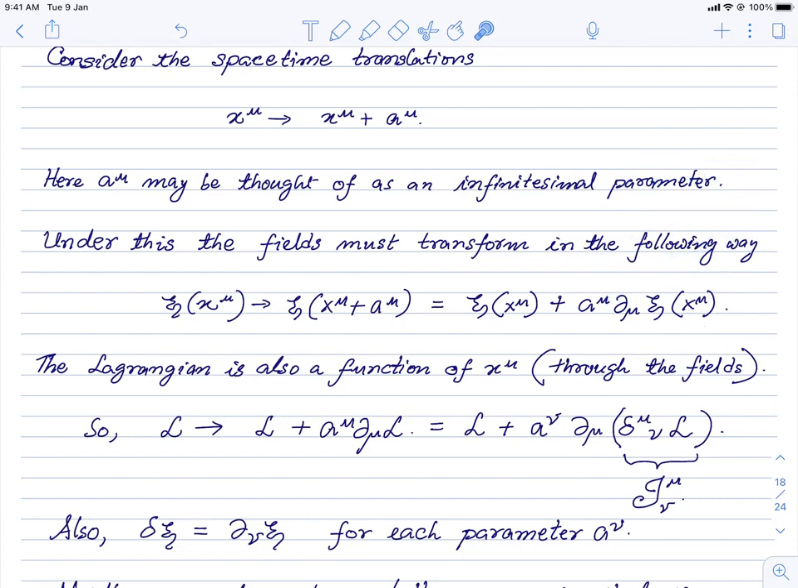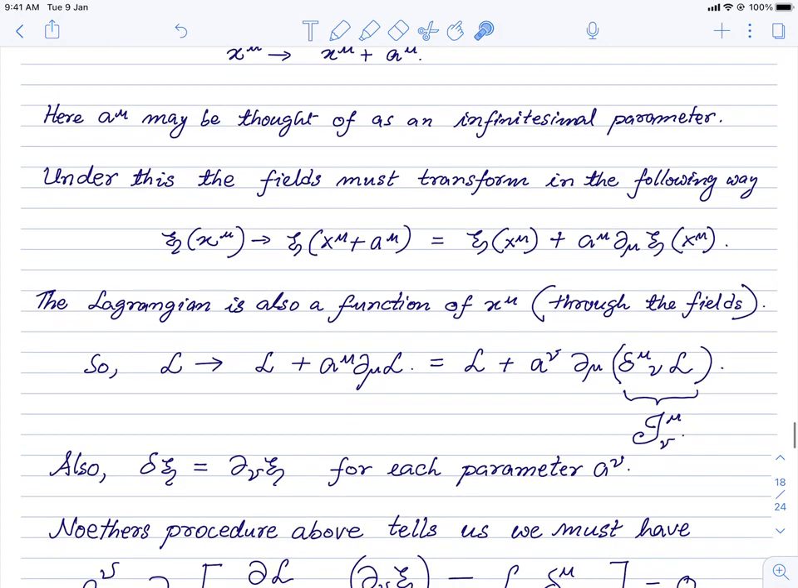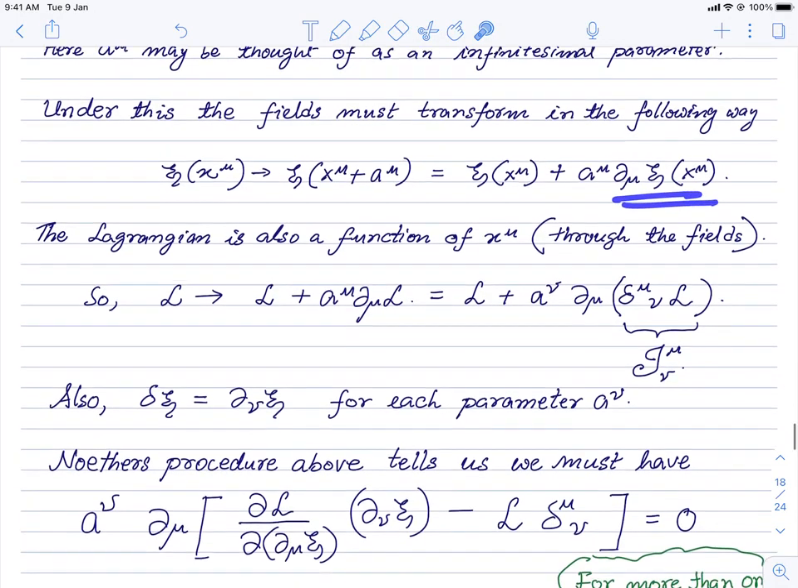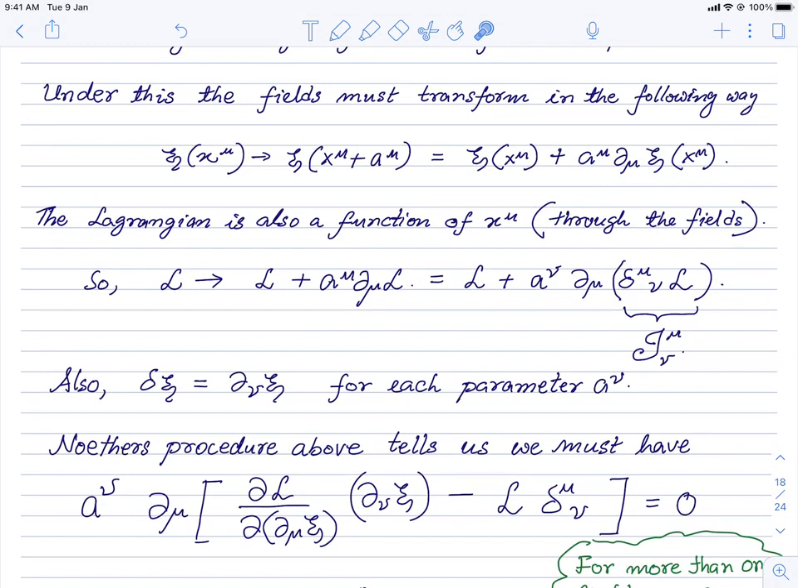In the earlier discussion, I had assumed that there can be any continuous symmetry, but now I am assuming that the particular continuous symmetry is this translation, where this parameter is some infinitesimal parameter, a mu. Then it is very clear that the fields must transform in this particular way, whatever the fields are. So if it transforms in this way, then we can perform the same thing: we want to write down L, and we want to say that L is also a function of x.